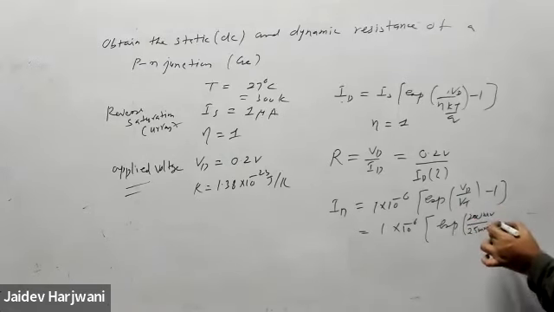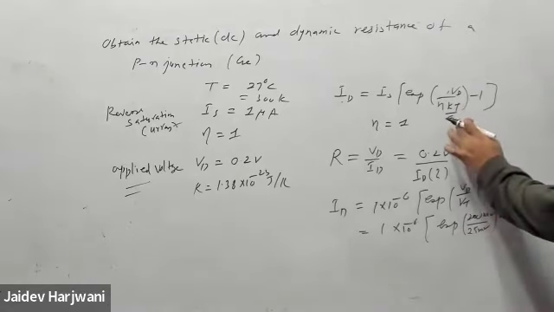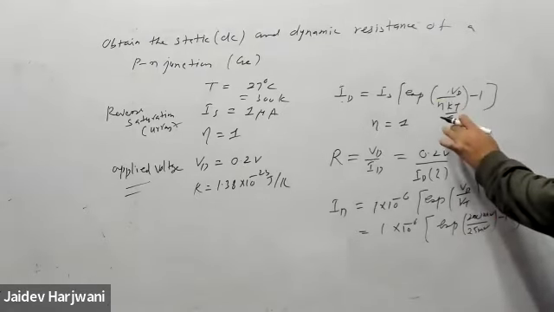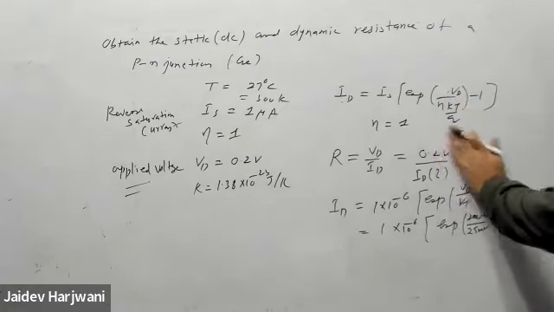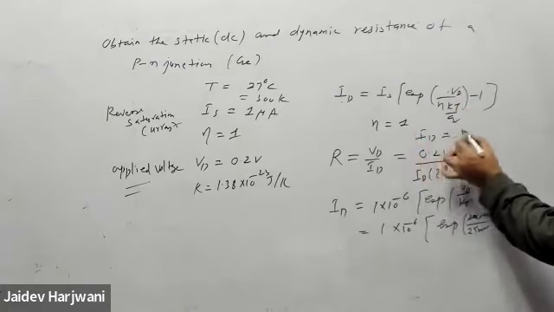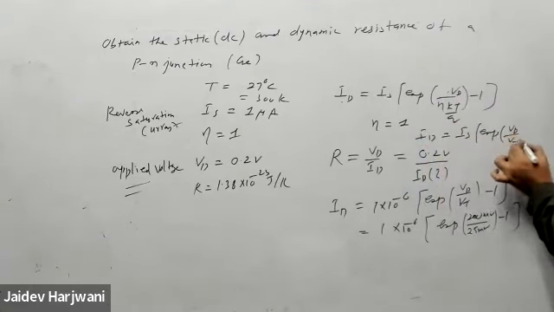Sir, why are you taking Q equals to 1? I didn't take Q equals to 1. I took KT by Q, I put Q down. Okay, so this becomes VT. You can write this formula as ID equal to IS exponential VD upon VT.